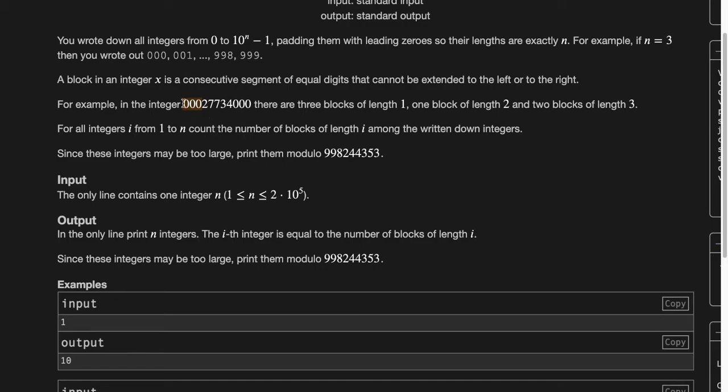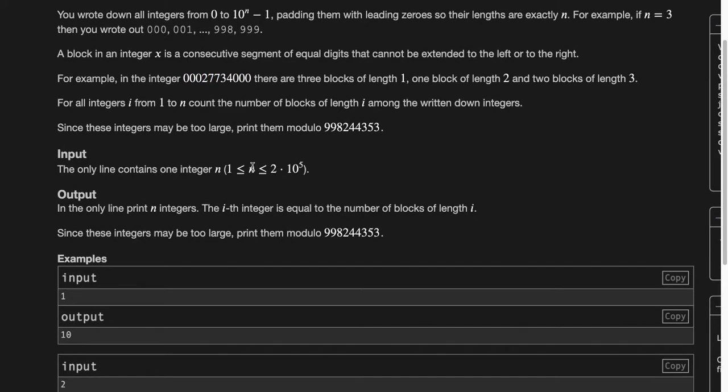So, for example, if the given n is 11, then this is a block of size 3, this is a block of size 1, this is a block of size 2, this is a block of size 1, this is a block of size 1, and this is a block of size 3.